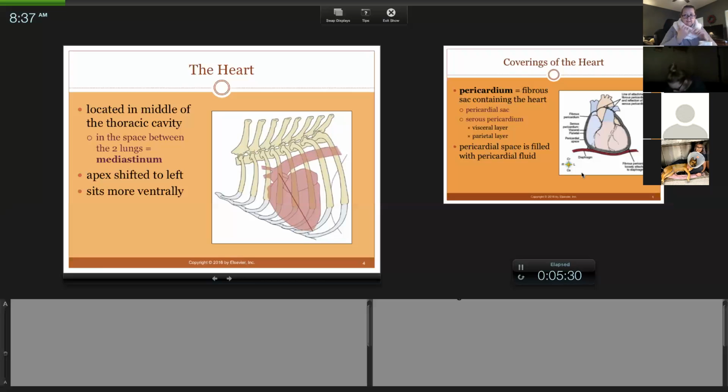But again, it's in the mediastinum. What is removed from this picture is the lungs. There are lungs on either side of the heart. So the heart is nestled between the lungs in that space called the mediastinum. You need to know what the mediastinum is. I like to ask that question because it's important to understand where it lives.